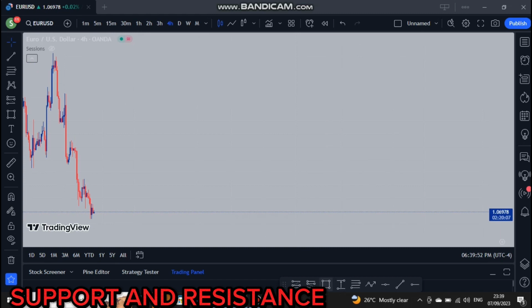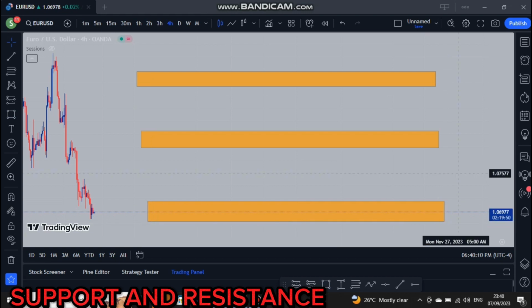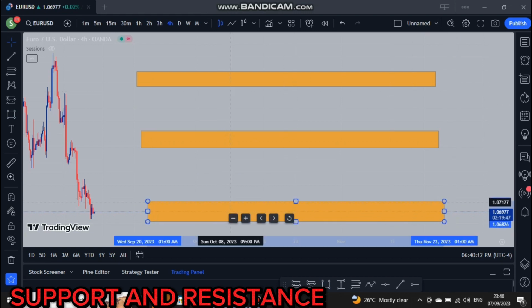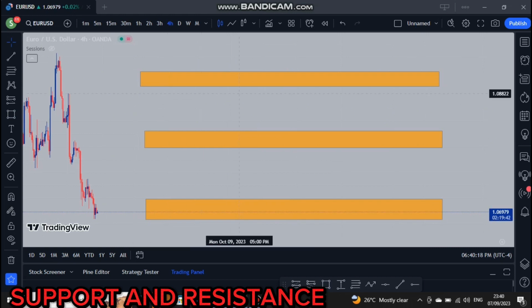I'm going to be doing an illustration here to show you guys some things. When drawing support and resistance, you want to look out for two things. Support is actually the one down, and resistance is always the one drawn at the top. That is resistance.